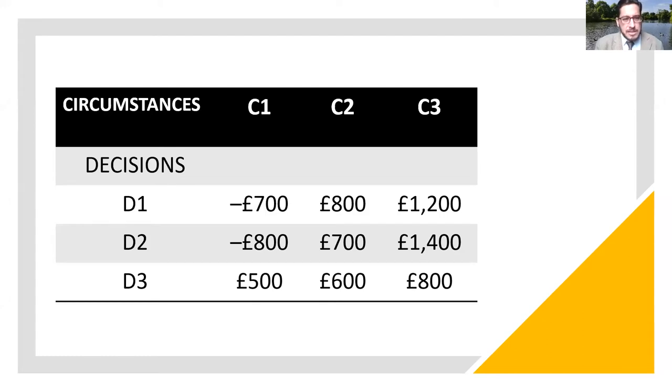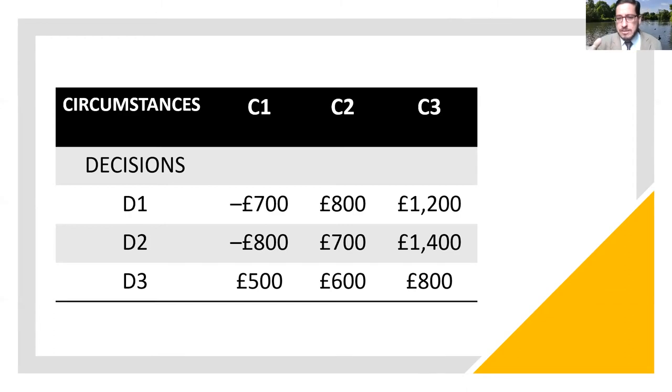It is a common example. Let's imagine that you could be in three circumstances: circumstance number one, number two, and number three. In circumstance number one, you can have three kinds of decisions in your group, in the social contract, with this veil of ignorance. With decision number one, you will lose £700. With decision number two, you will lose £800. With decision number three, you will lose nothing, but you will gain £500.